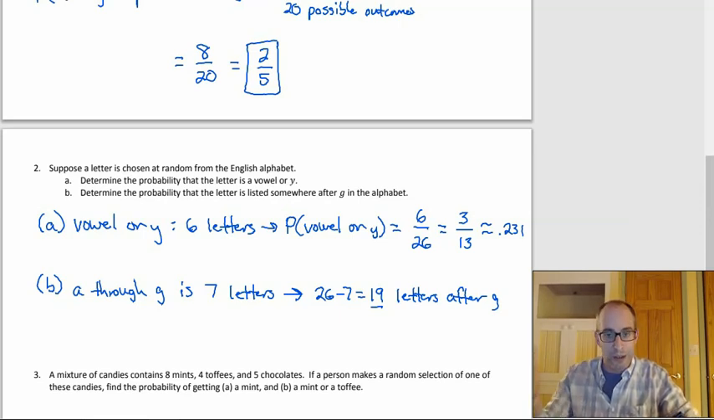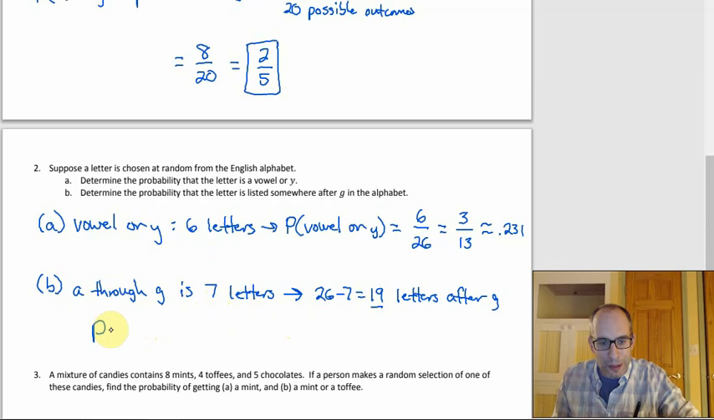And that idea of using the opposite to figure out your probability, that factors into 2F, which is about the complement, but we'll get there when we get there. For now, we can just think of it as 7 is easier to count than 19, I guess, right? It doesn't take as long. So the probability that you get something after G, it should be 19 over 26, right?